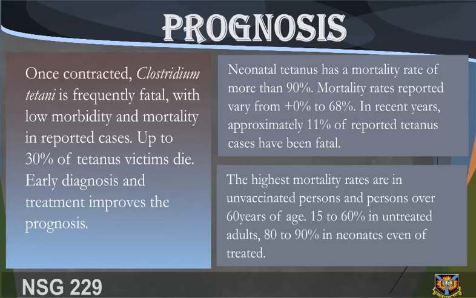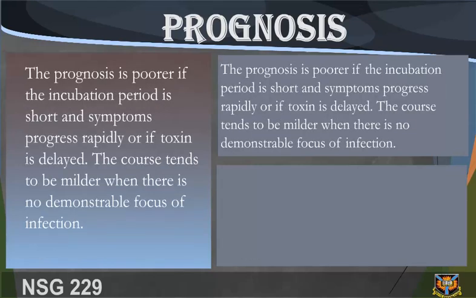In recent years, approximately 11% of reported tetanus cases have been fatal. The highest mortality rates are in unvaccinated persons and persons over 60 years of age, 15 to 60% in untreated adults, 80 to 90% in neonates, even if treated. The prognosis is poorer if the incubation period is short and symptoms progress rapidly, or if treatment is delayed. The course tends to be milder when there is no demonstrable focus of infection.